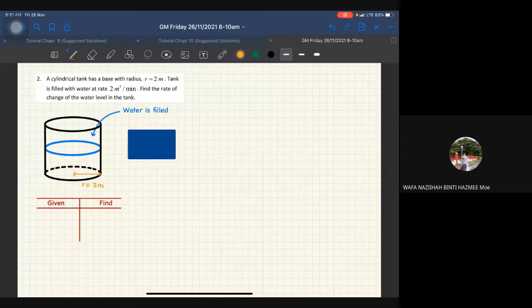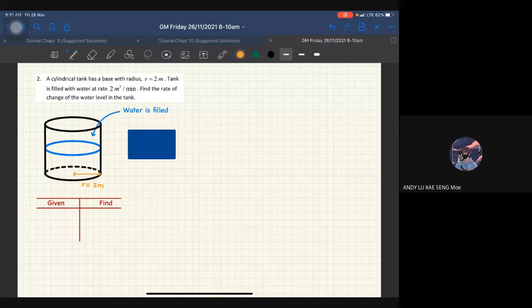So kalau awak tengok dekat situ, this one adalah cube. So kalau cube adalah volume. Okay, so dia mesti 3D. So kalau 3D, and then dia adalah water, so mesti volume lah. Okay, so dekat situ sebenarnya adalah dV over dt. Okay, so information yang awak ada dekat sini adalah dV over dt is equal to 2. Okay, and then soalan kat situ bagi kita juga radius is equal to 2 meter. Alright, and then find the rate of change of the water level in the tank.